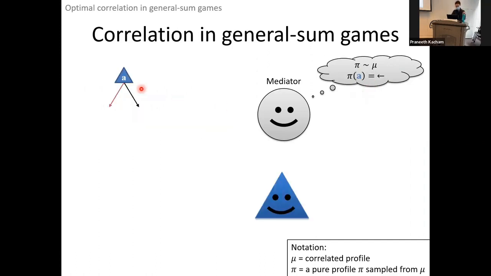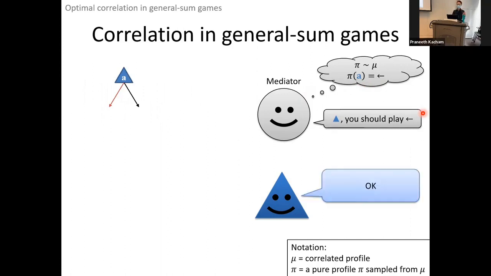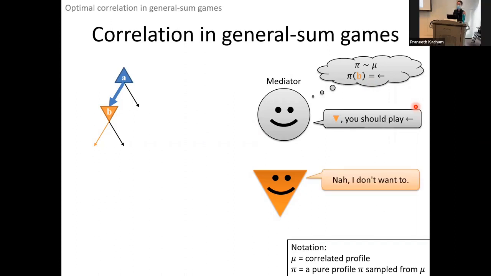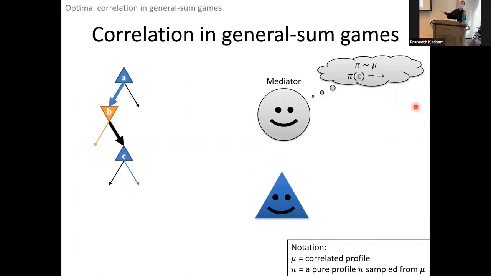When the game begins, let's say we reach a node A first. And the mediator's pure profile says at A, you should go left. So the mediator is going to go up to the blue player and say, hey, blue, you should go left. And blue might say, okay, and go left. Now, it's orange's turn. And the mediator may look into the pure profile and say that orange should also go left. And so the mediator goes up to orange and says, orange, you should play left. And orange might say, nah, I don't want to. And so we'll just completely disobey the mediator's command and go right. And that's fine. The players are free to disobey the mediator if they so wish.